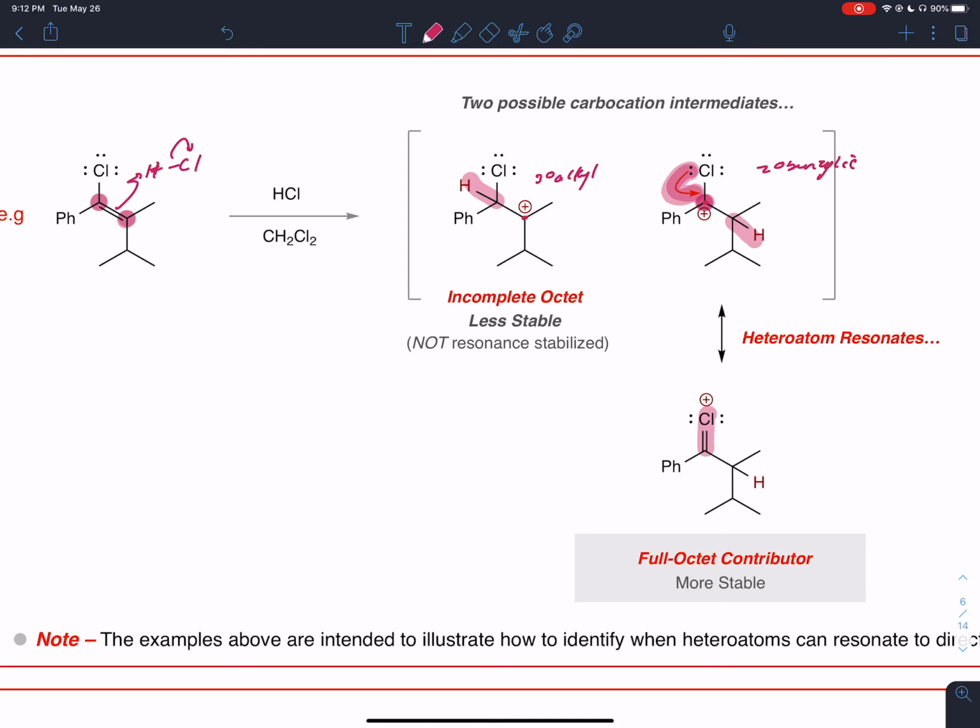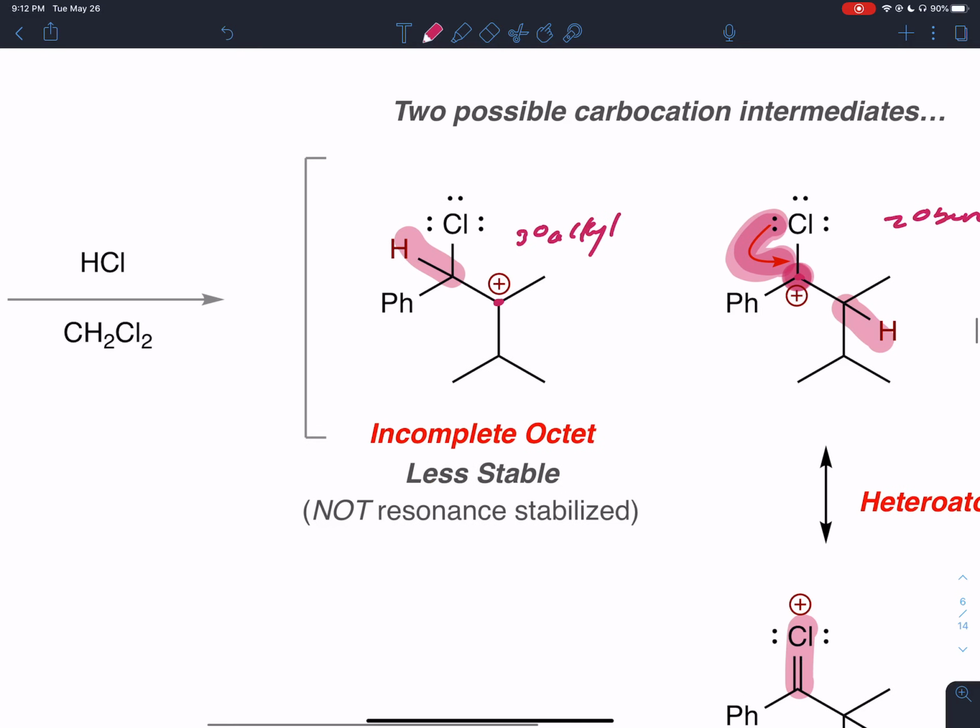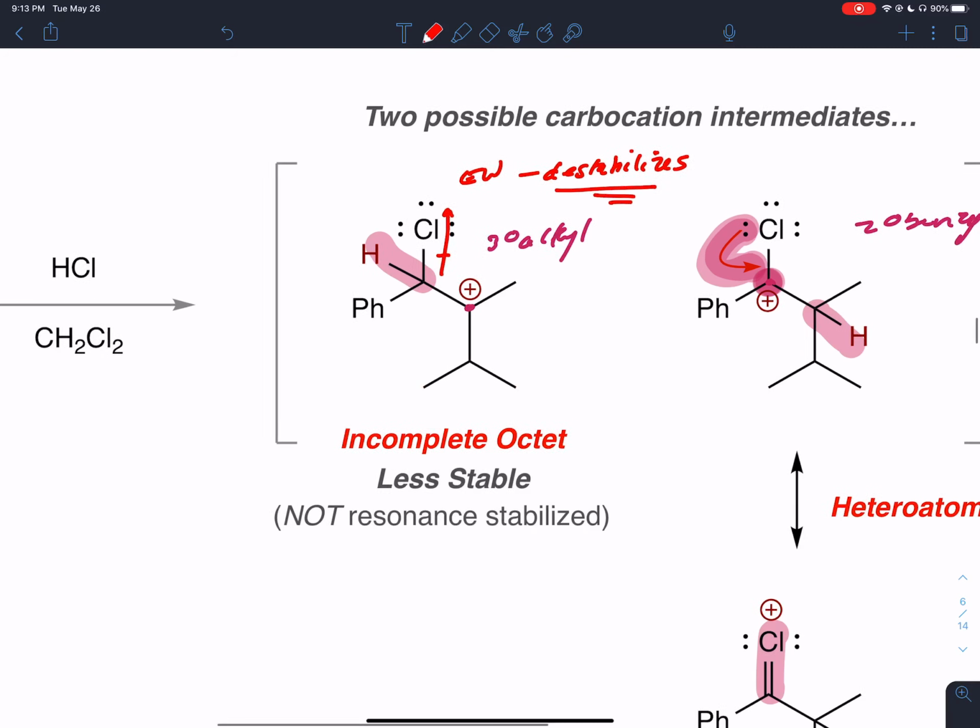Okay? And again, here the positive is not directly bonded to the chlorine. The chlorine is one removed. So if anything, this chlorine is functioning as an electron withdrawing atom. There is an electron withdrawal, and remember that destabilizes a carbocation. Electron withdrawal will destabilize and raise the energy of a carbocation.